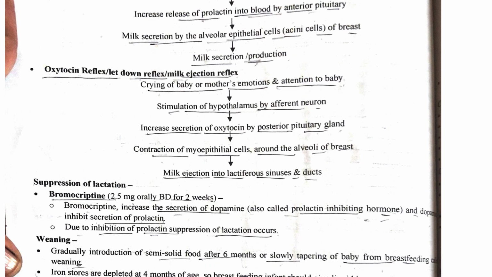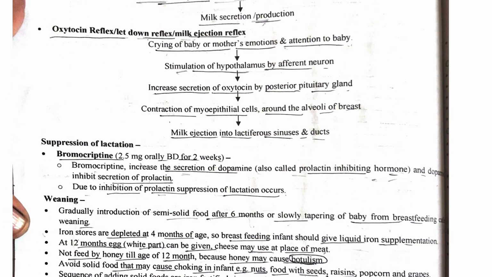Crying of the baby, or the mother's emotions and attention on the baby, causes stimulation of the hypothalamus by afferent neurons, and increased secretion of oxytocin by the posterior pituitary gland. Contraction of myoepithelial cells around the alveoli of the breast causes milk ejection into the lactiferous sinus and ducts.